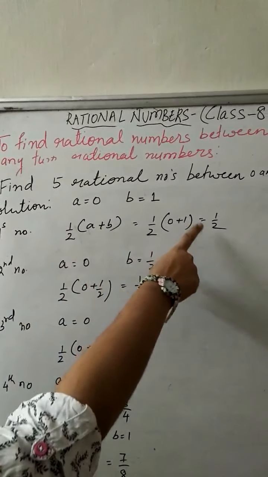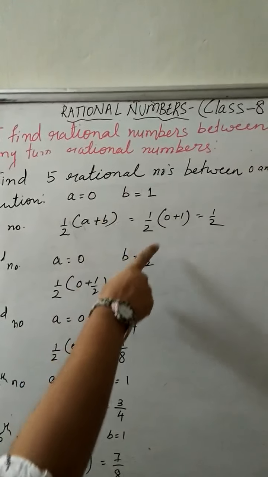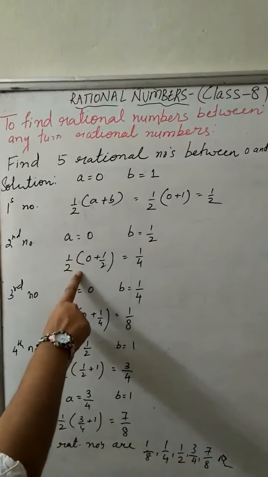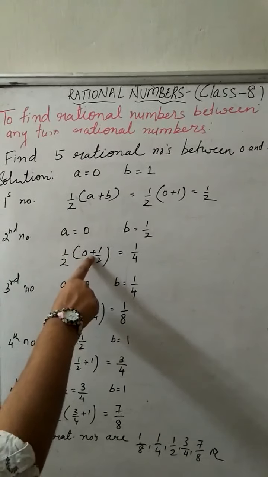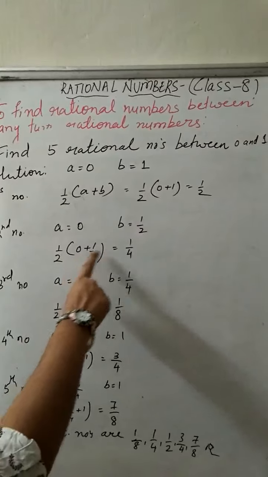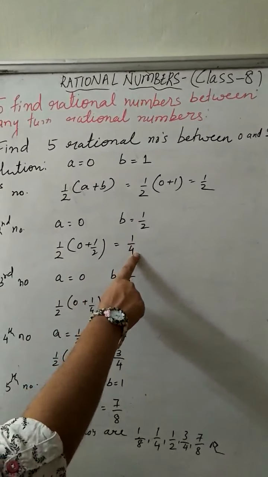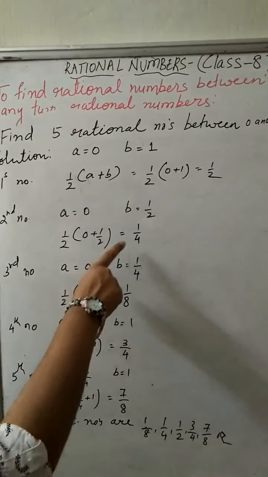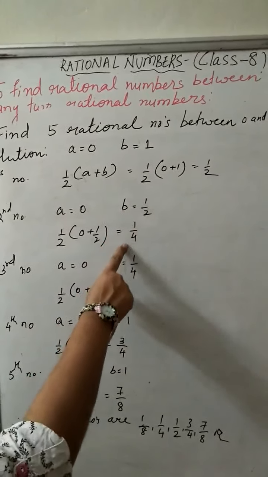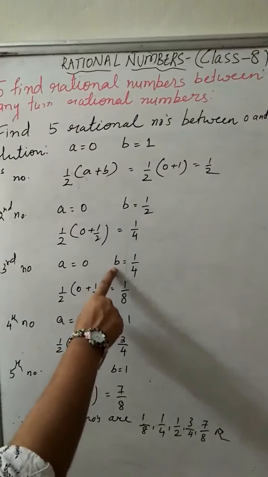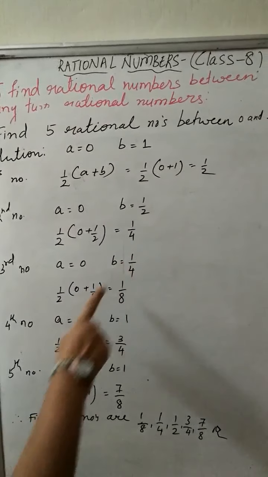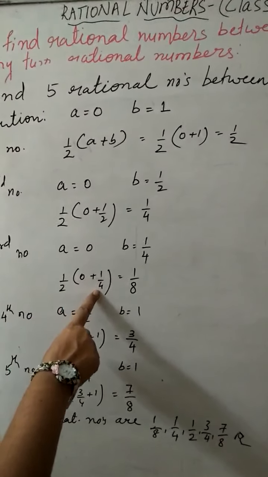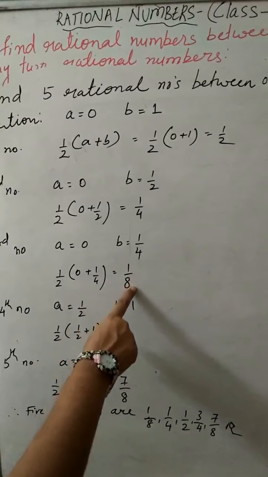Now 1 by 2 is between 0 and 1, so now we are taking the value of B as 1 by 2. And again put it in the same formula, half A plus B, and solve it. So the answer is 1 by 4. Again next, keep the value of A as 0 and change the value of B from 1 by 2 to 1 by 4. So B is equal to 1 by 4. Insert that in the formula, half A plus B. After solving, you will get 1 by 8.